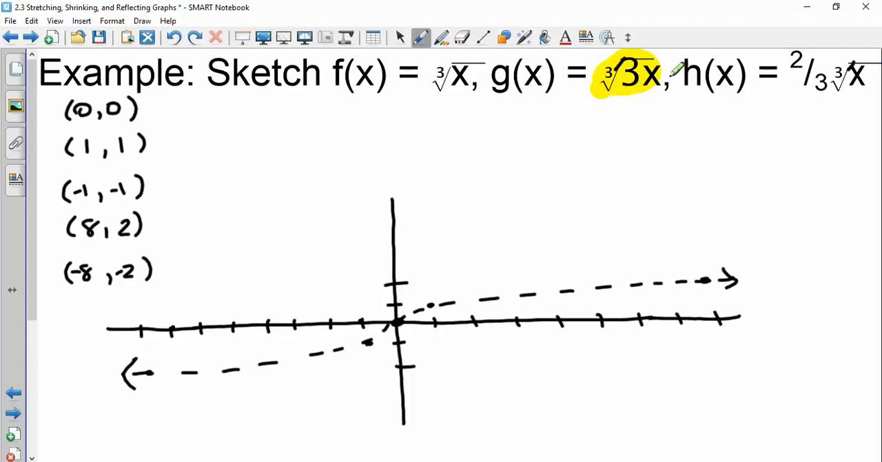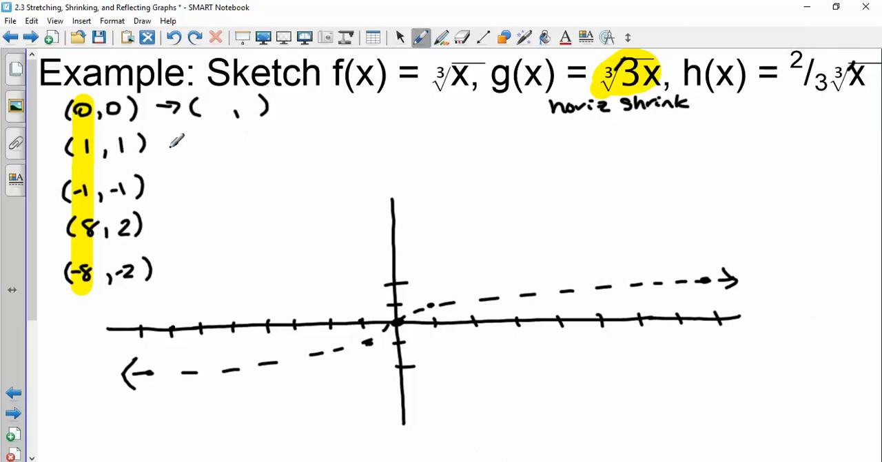The cube root of 3x. The 3 is under the radical, so is that horizontal or vertical? Horizontal. So it's attached to my x, it will change these x values. Inside is x and does the opposite. So instead of multiplying our x by 3, we will divide by 3. So it will actually shrink it.